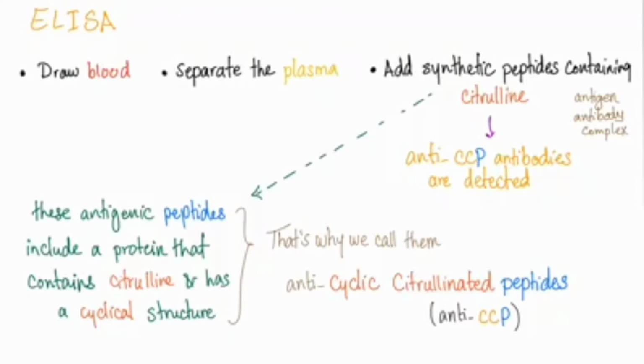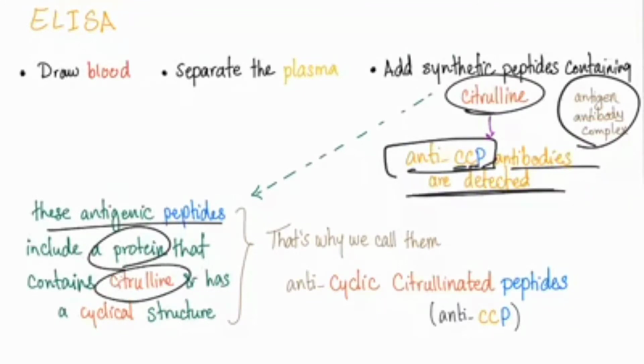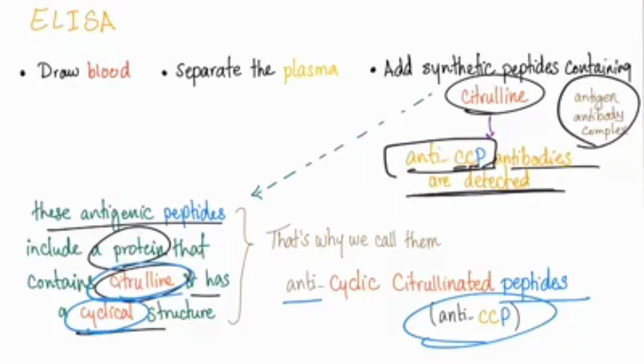So, how do we do this anti-CCP? By ELISA. First you draw blood, separate the plasma, and add some synthetic peptides containing the citrulline. Oh, and you are testing about anti-CCP antibodies, anti-cyclic citrullinated peptides in the plasma. If they are there, antigen-antibody complex will happen. These antigenic peptides include a protein that contains citrulline and has a cyclical structure. That's why we call the antibodies anti-cyclic citrullinated peptides.